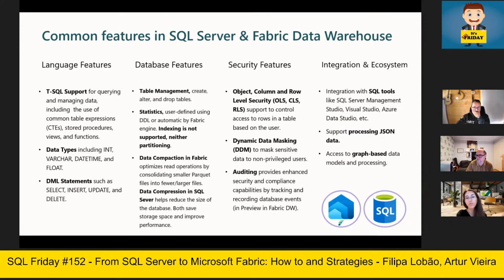In terms of security features, I named a few before, but we do have OLS, CLS, row-level security, DDM as well, and the auditing on both platforms as well. And finally, integrating with the ecosystem here, we have a bunch of SQL tools that are very easy to integrate with, and also support for processing JSON data. So both of them can support storing and querying JSON, both SQL Server and the warehouse on Fabric. And then we have the graph processing here, where SQL Server and warehouse in Fabric support graph-based data model and queries, so they can access a graph database.